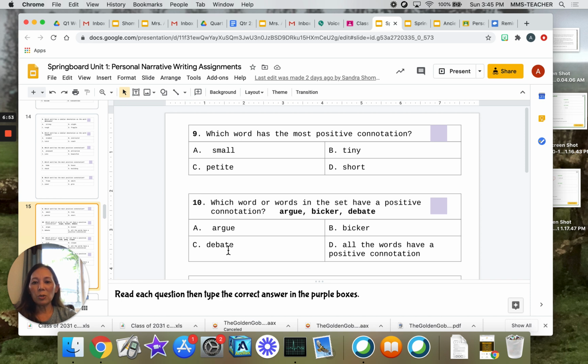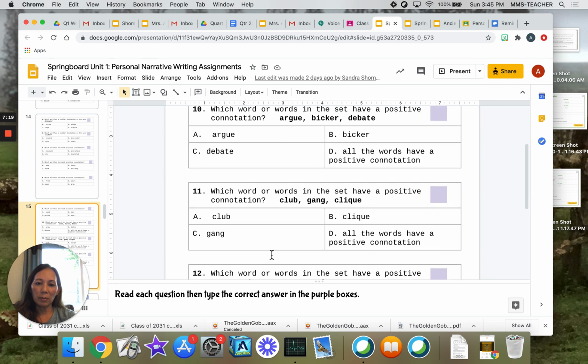Number 10. Which word or words in the set have a positive connotation? Okay, so look at these words together. Is it argue, bicker, debate? So which word or words have the most positive connotation? Is it A, argue, B, bicker, C, debate, or D, all of the words have a positive connotation?